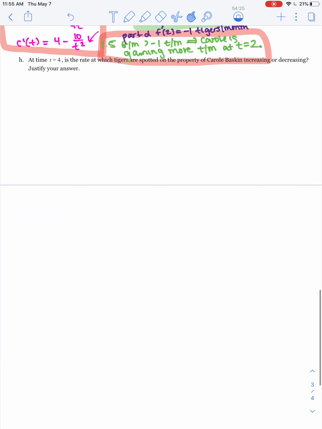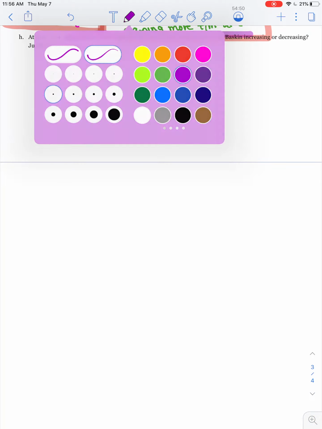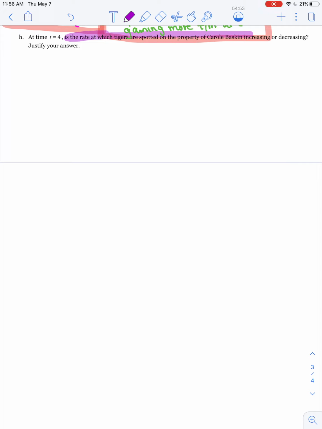All right, so last problem here, last part of this response was asking: at time t equals 4, is the rate at which tigers are spotted on the property of Carol Baskin increasing or decreasing? So like we've seen previously in this problem, we need to do some translation. What function is the rate at which tigers are spotted on the property of Carol Baskin? Okay, and that actually came from part G. The rate at which tigers are spotted was denoted by C prime of t. And we found that C prime of t was 4 minus 10 over t squared.